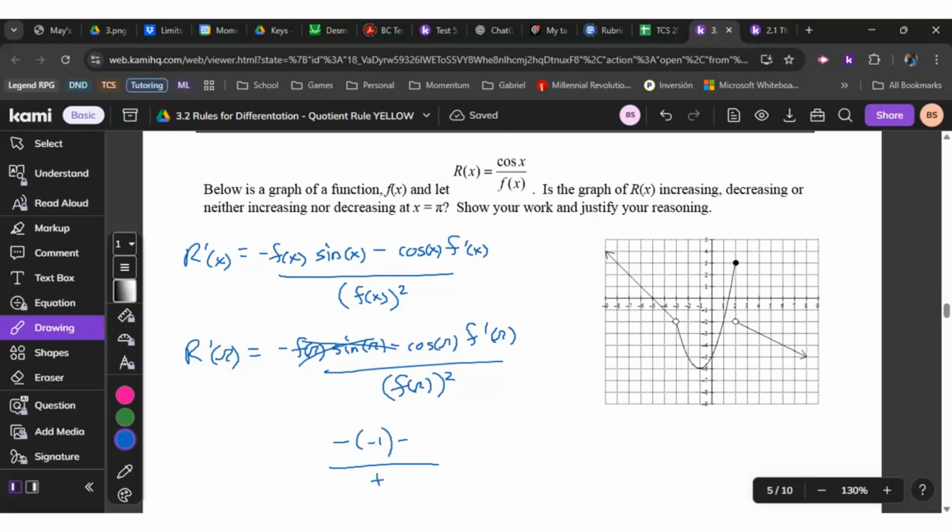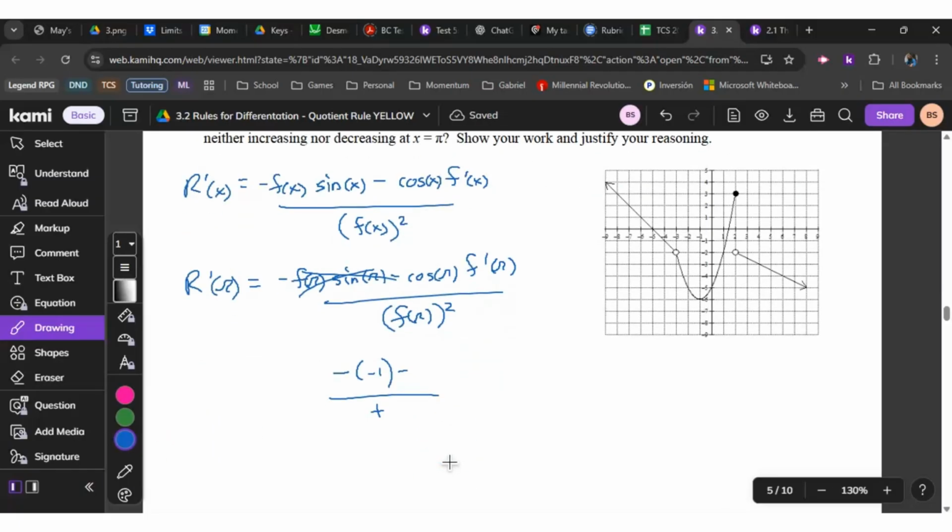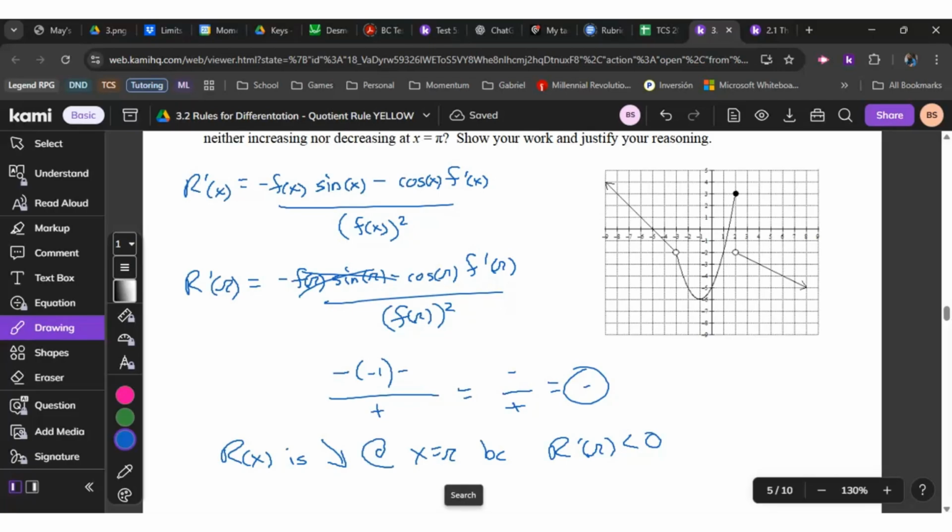How did you know it was that line? Because I'm looking at f prime of pi. So at pi, it's right here, and then the line. So negative times negative times negative is really negative over positive, which is negative. Therefore, r of x is decreasing at x equals pi because r prime of pi is less than 0. Okay? Make sense?